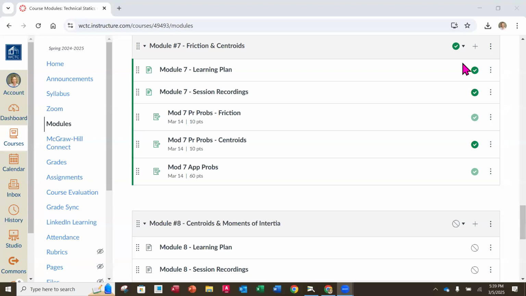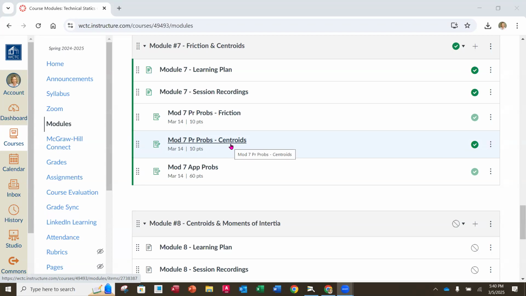All right, Module 7. We are going to be looking at the second half of Module 7, which is going to be centroids. So the first half was looking at friction. We had done that the last time we were together, and now we're going to be looking at centroids. You'll notice down here in our practice problems, I do have separate practice problems specifically for centroids. So we have some for friction, and now we have some for centroids.